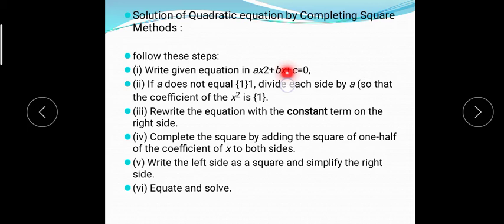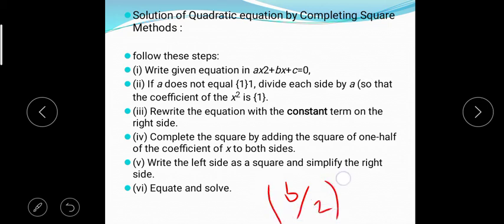Then you have to take the perfect number, which is b divided by 2, whatever the value of b, that is the coefficient of x, divided by 2, the coefficient of x divided by 2 whole square. This is your equation.